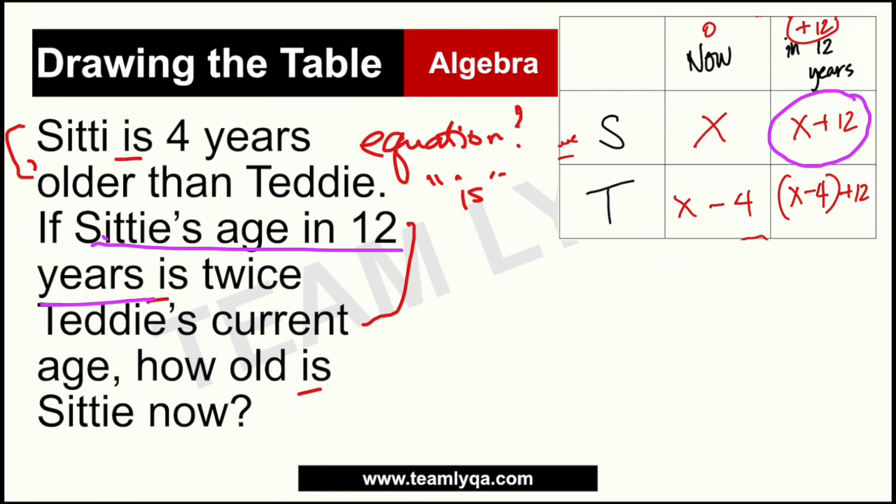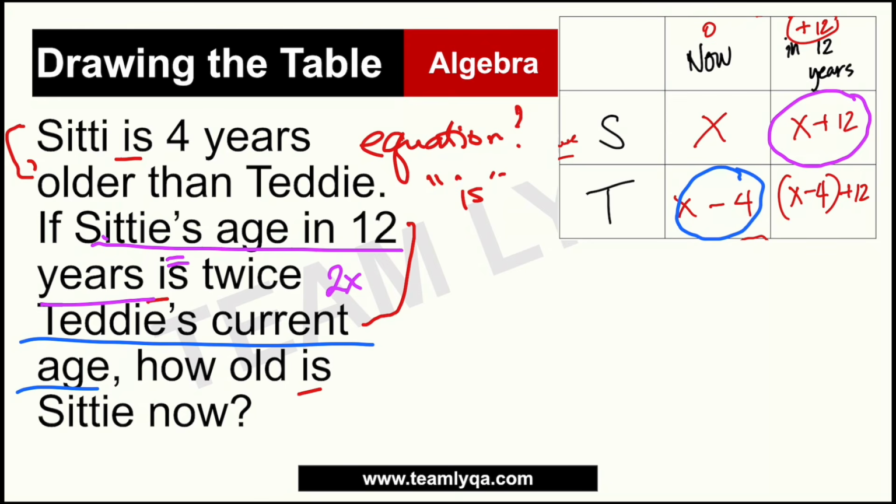Okay? Is, now again, sabi natin sa equation construction, ang is means equals. So, again, yun na agad yung clue sa equation natin. Sabi twice, and twice is times 2 or 2 times. 2 times ng alin? 2 times nung Teddy's current age. Nasaan yung Teddy's current age? Ito siya. X minus 4. How old is City now?